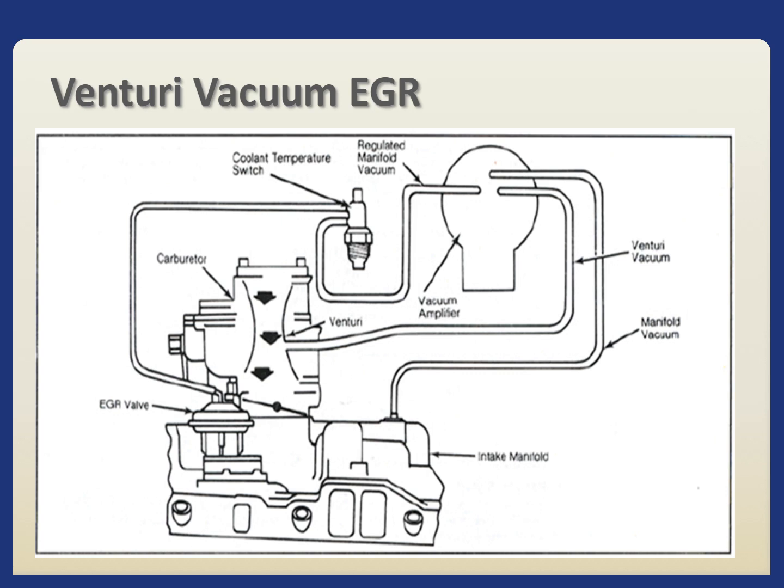Vacuum controls the EGR system and comes from the venturi of the carburetor or throttle body. Venturi vacuum is highly sensitive to changing engine conditions, providing the most accurate source of EGR control. In some EGR systems, a vacuum amplifier regulates venturi vacuum and manifold vacuum to deliver a strong and consistent vacuum signal to the EGR valve.